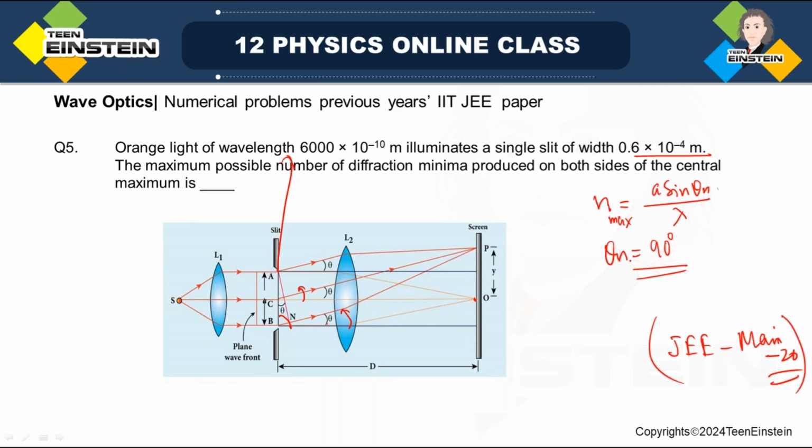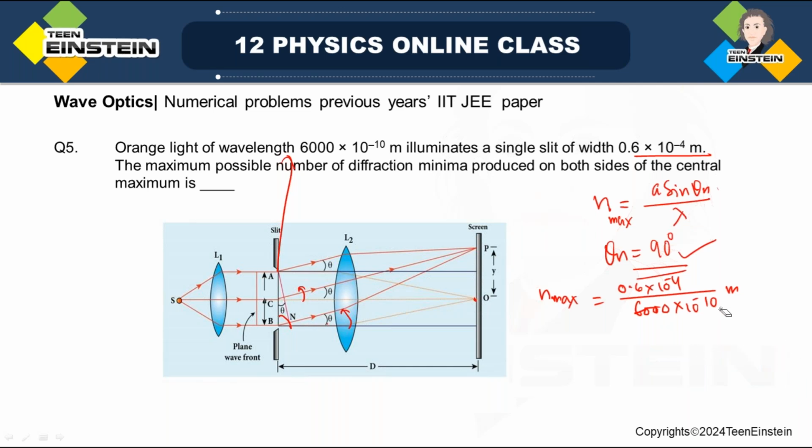If I want to find out the maximum number, let us put this in for the maximum number of orders. Then n max we will get: a is actually 0.6 into 10 to the power minus 4 divided by 6000 into 10 to the power minus 10 meters. If you do the calculation, you will get this number is 100.